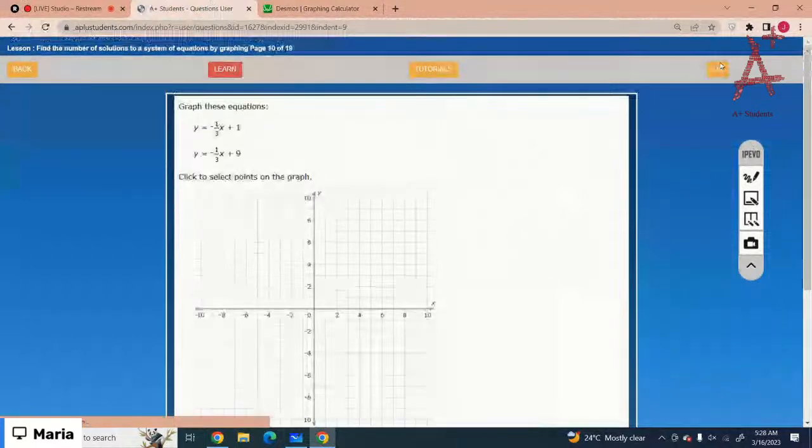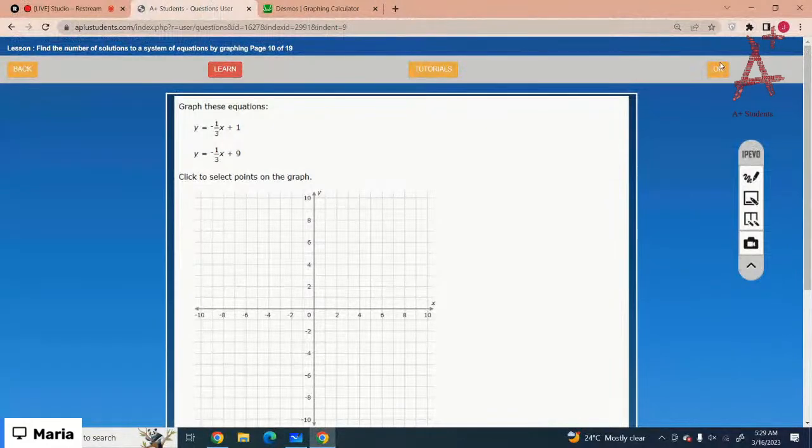Okay, the next one is y equals negative 1 over 3x plus 1 and y equals negative 1 over 3x plus 9. Both the equations have the same slope. Got it? So when both the equations have the same slope and different y-intercepts, that means the system has no solution.